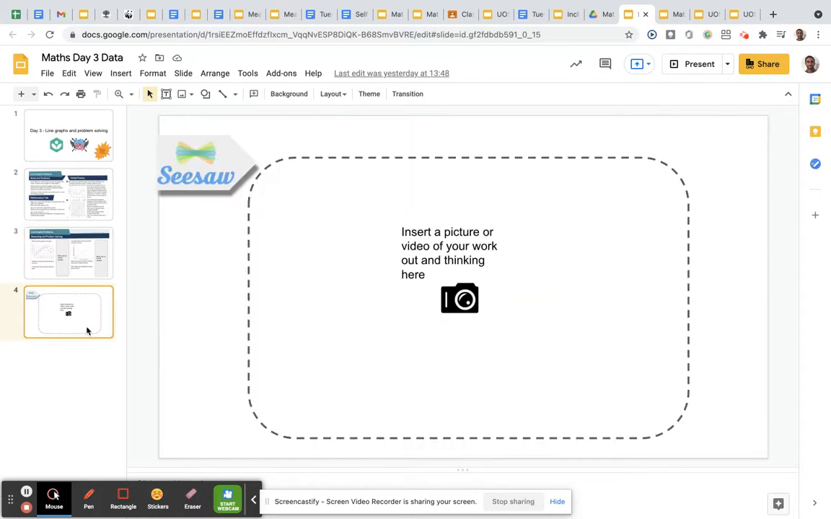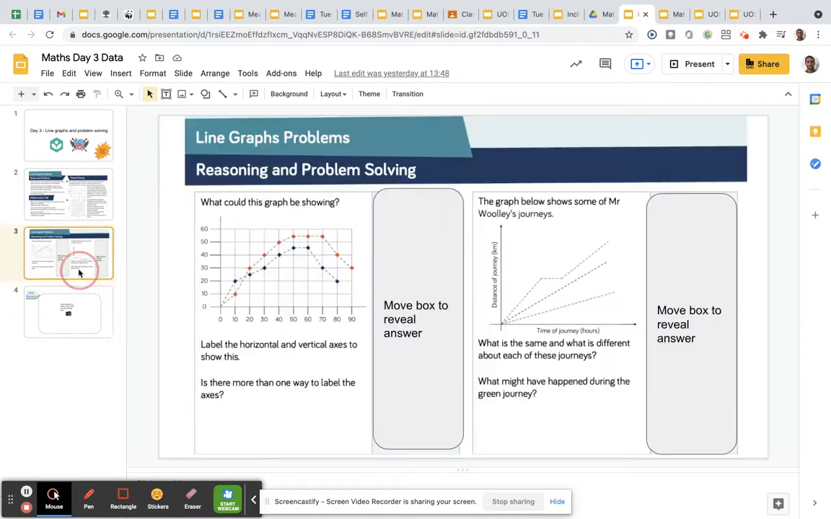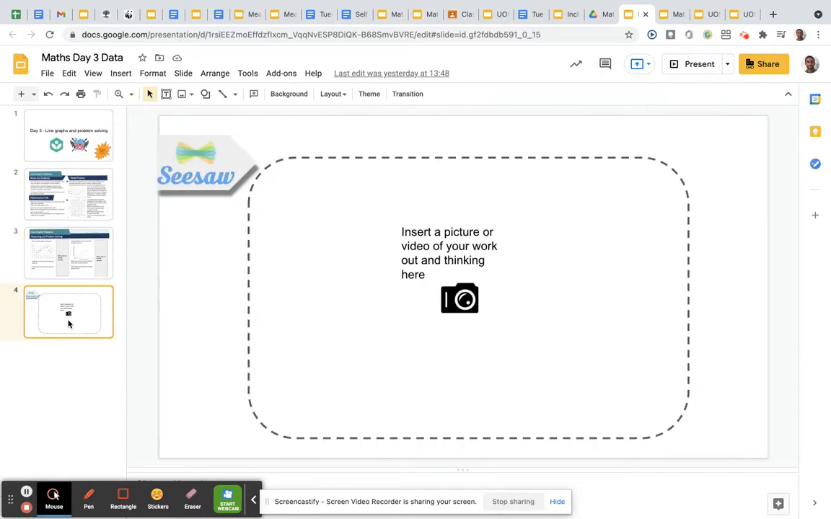And so what we'd like you to do is to share your thinking on Seesaw this time. Okay, so insert a picture or video of your thinking here, and then this is to go on Seesaw. So what you could do is take a screenshot of this section, make it larger, put it onto here, and then record a video of you really explaining your thinking and giving justifications why.